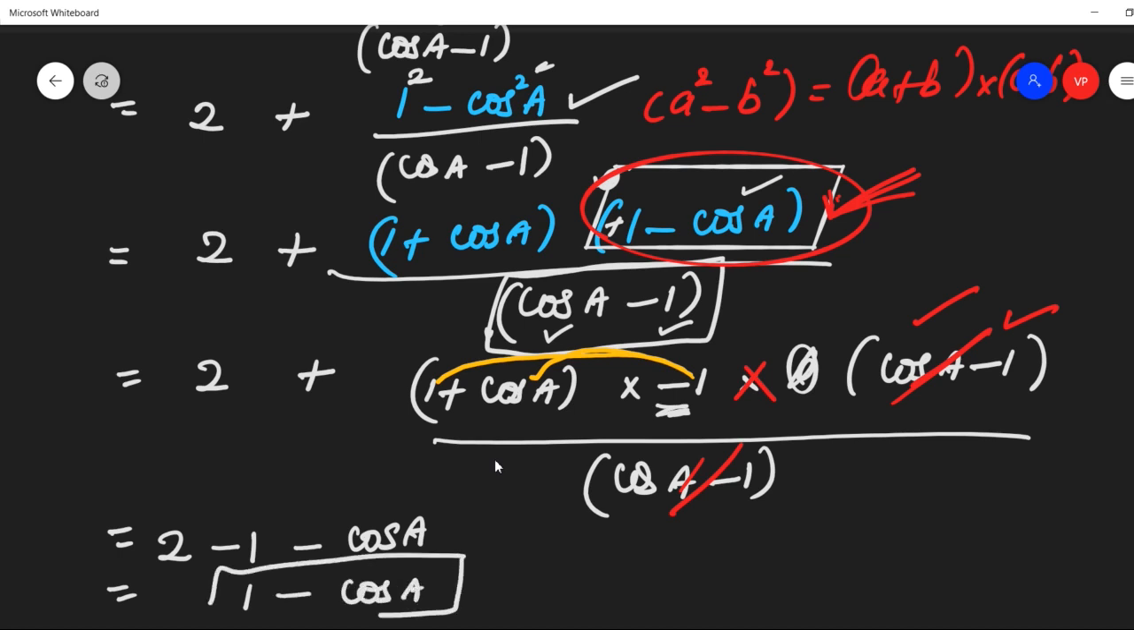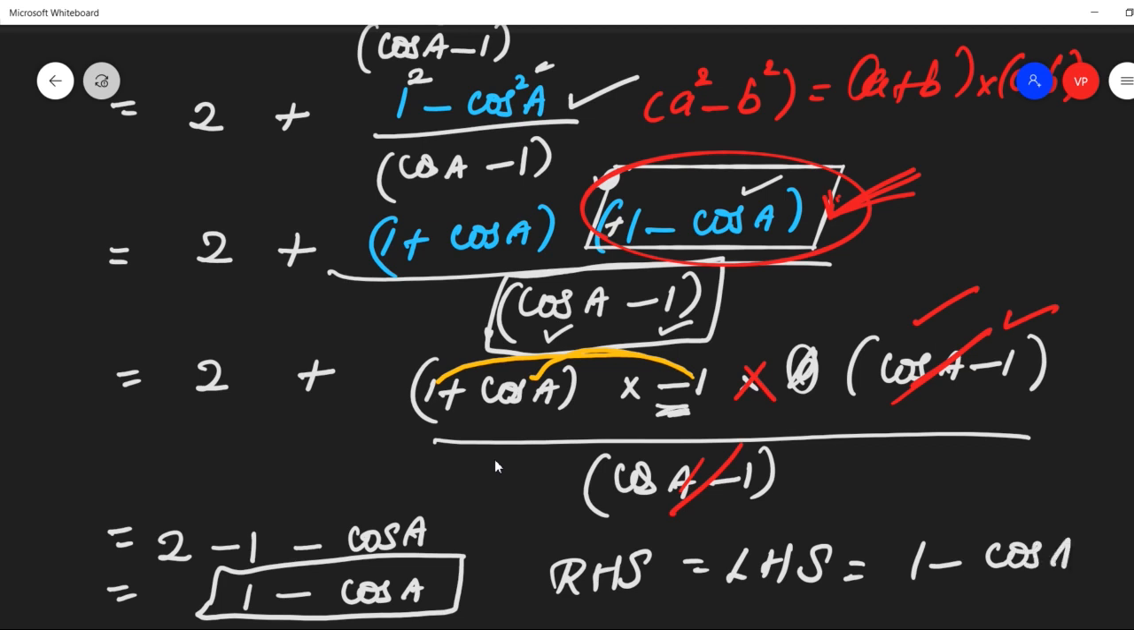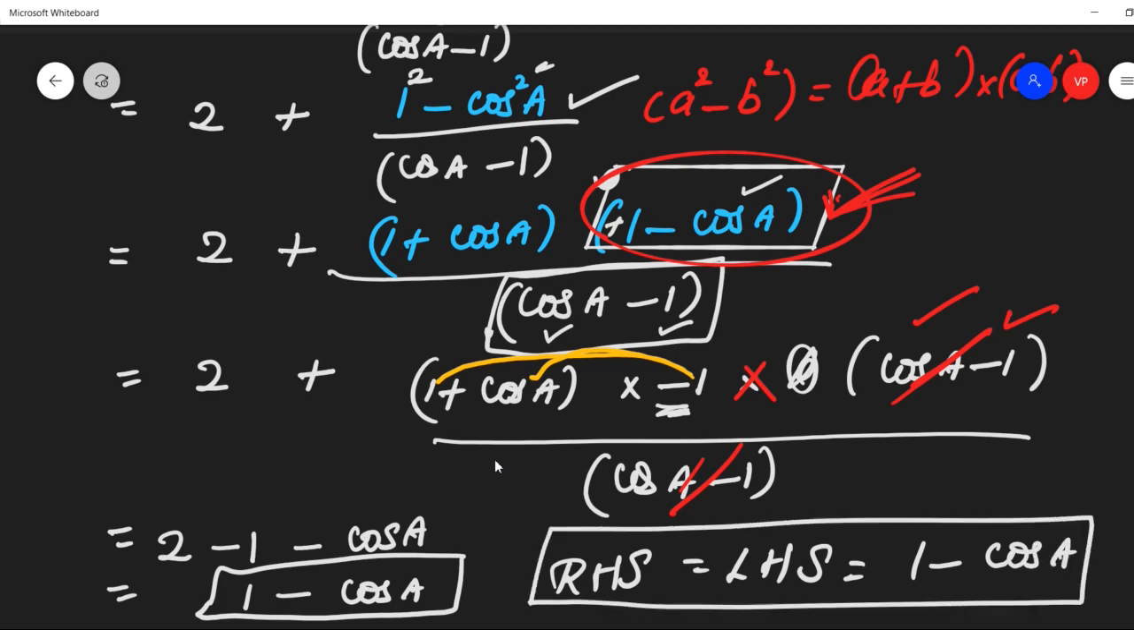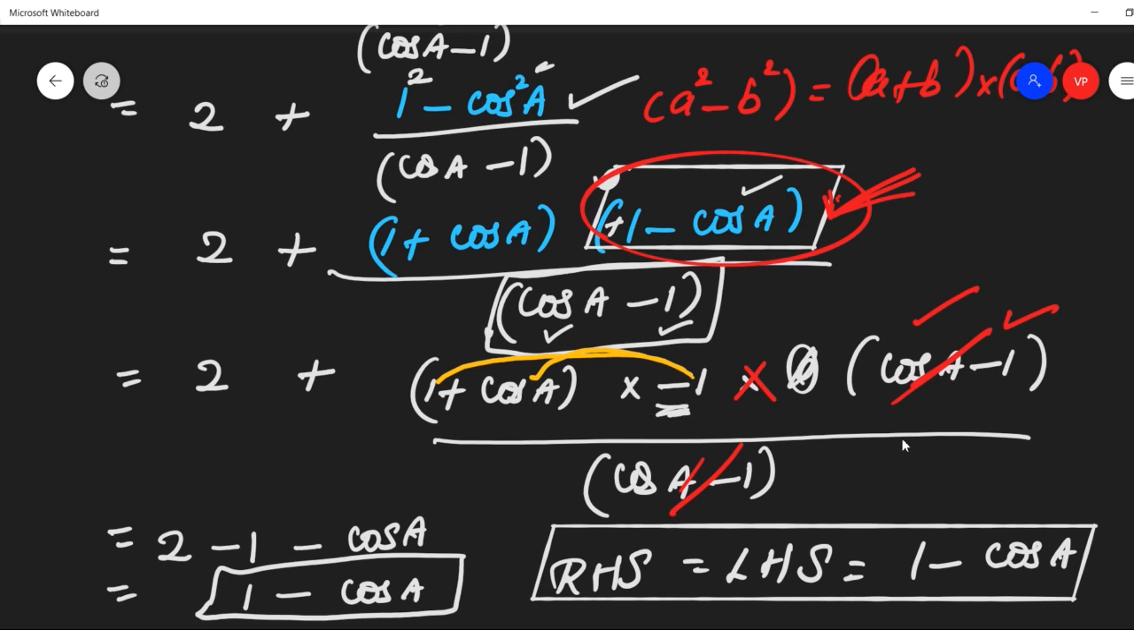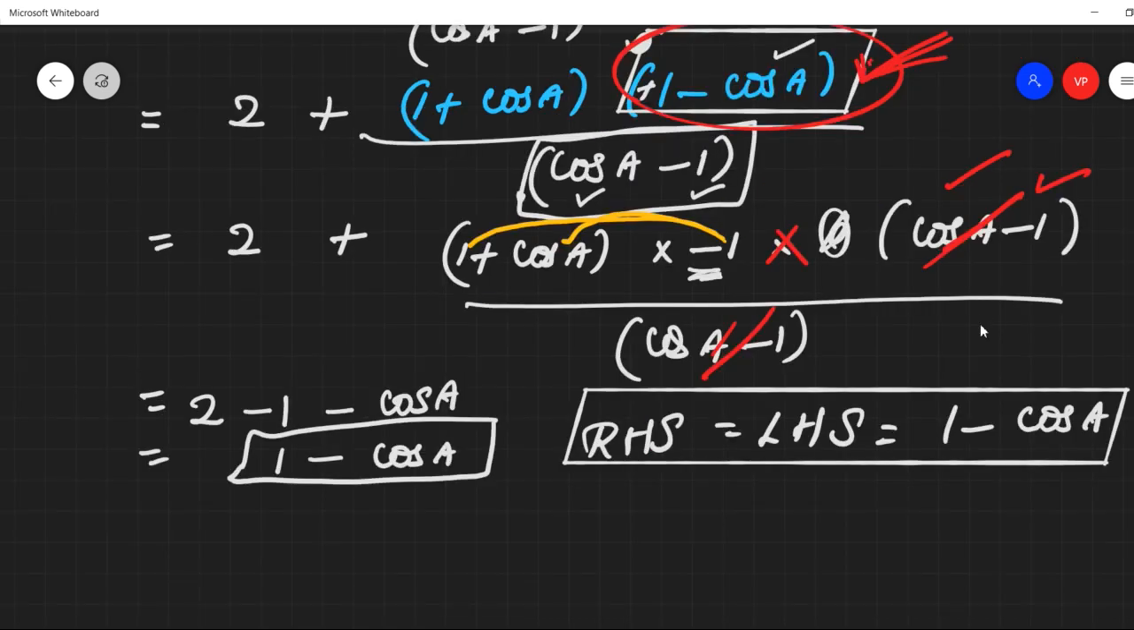So this is our RHS. Students, RHS and LHS both are equal. We get 1 minus cos A. So both are equal, and we can conclude, hence it is proved.